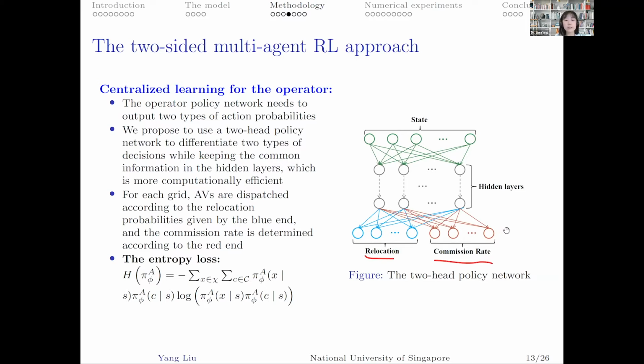And then in order to strike the balance between exploration and exploitation, we use entropy loss. So we actually try to minimize the gradient minus entropy loss here.